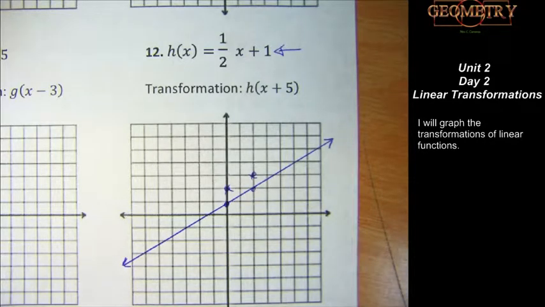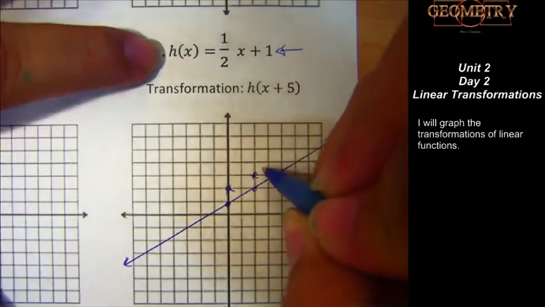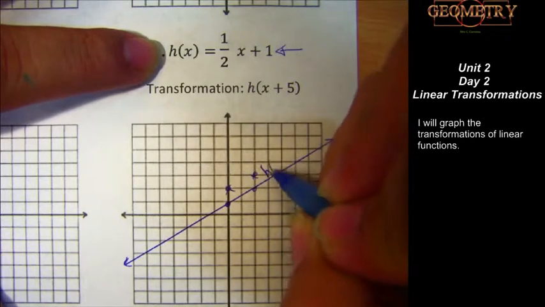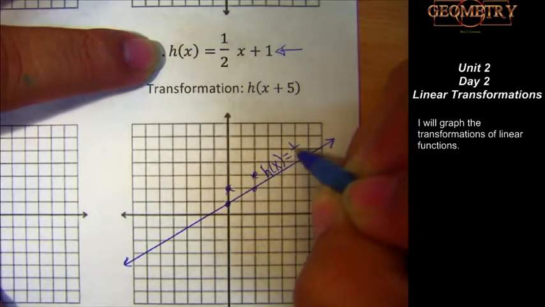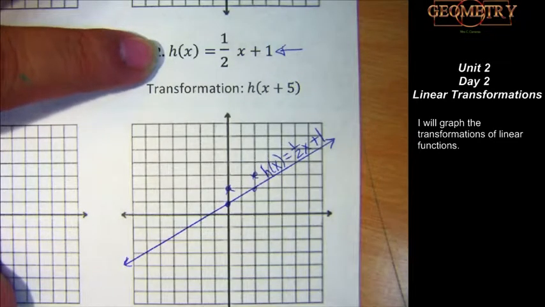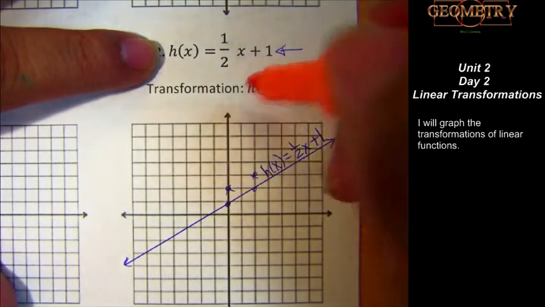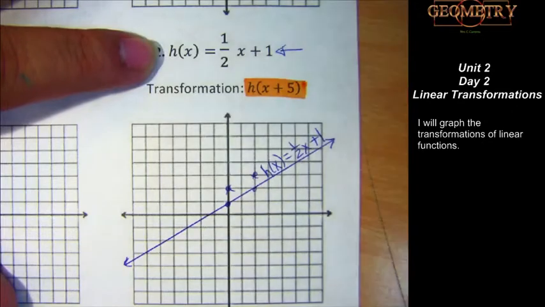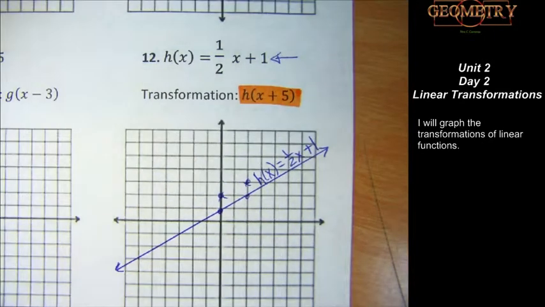Here's the first one. So now I'm going to write the name of this. You distract me. You're so good at it too. You guys are masters at distracting me. All right. Now let's look at our translation. What kind of translation is this?